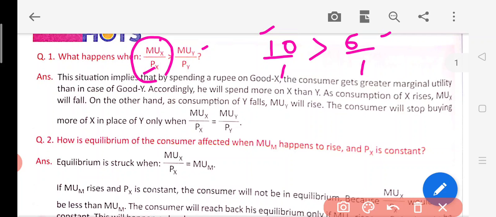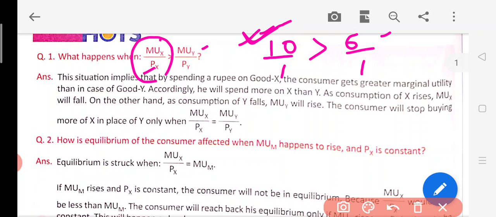Why can we say that? Why will he be spending more money on X good? Because he is getting more utility. We have already seen in the previous video that the spending pattern of the consumer will be according to the utilities. If the utility is high in X good, where is he going to spend his money? Definitely here. Now when he spends this rupee and consumes this X good, the law of diminishing marginal utility will come into the picture.